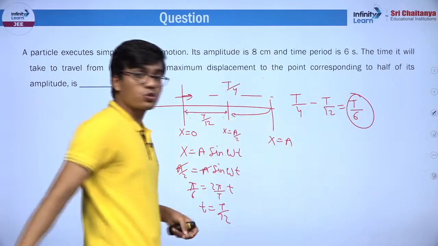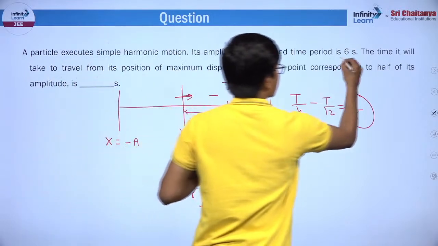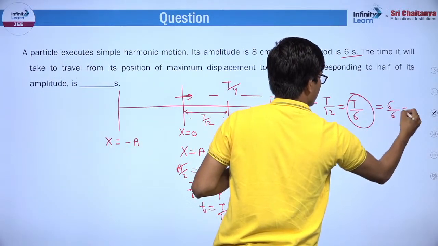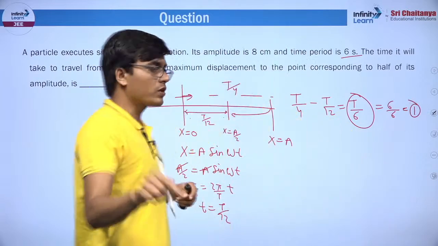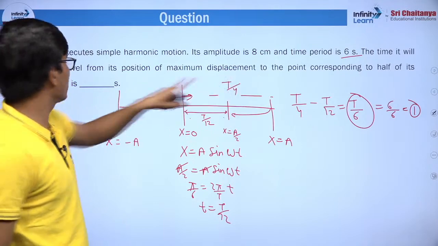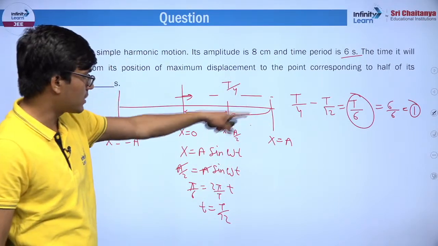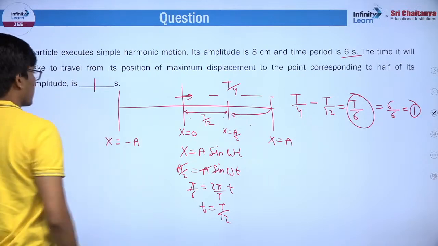T is total time period for one revolution, which is given to you in the question 6 seconds. So 6/6 is basically 1. तो 1 should be answer. यही पूछा था, मैक्सिमम डिस्प्लेसमेंट टू द पॉइंट करेस्पॉन्डिंग टू हाफ ऑफ इट्स एम्पलीट्यूड. मैक्सिमम डिस्प्लेसमेंट से यहां तक आने का टाइम दैट इज T/6 मींस 1 सेकेंड.